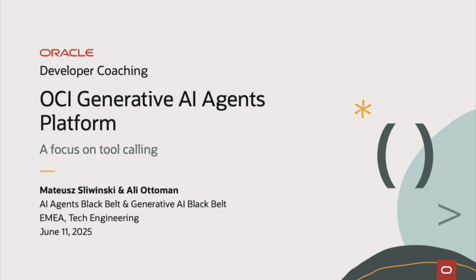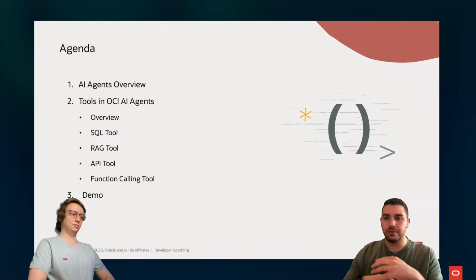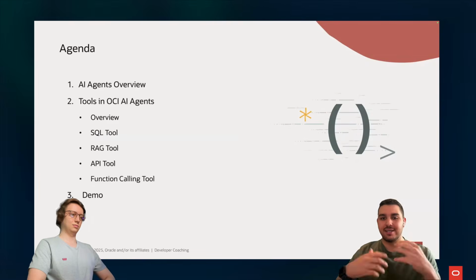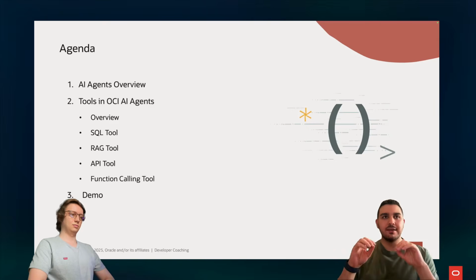platform. And to start off, I'll be going over just briefly what the agenda will look like for this session. I'll give you guys a quick walkthrough of what the AI agents actually are and what it looks like. Just a quick overview. I'm sure a lot of you already know this, but just to sort of recap. And then I'll be going into the tools available for the OCI AI agents platform, give you a quick overview, and then dive in a bit deeper into the SQL tool, RAG tool, API tool, and function calling tool.